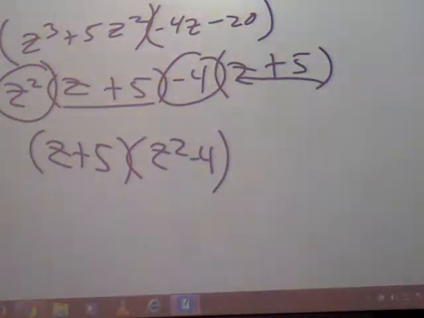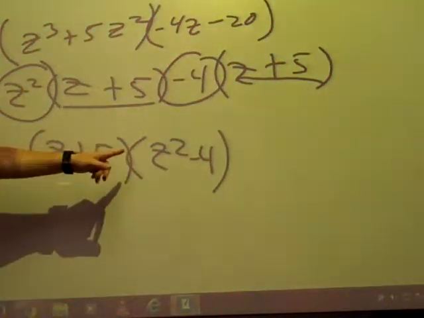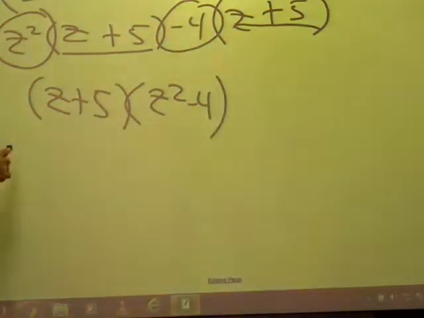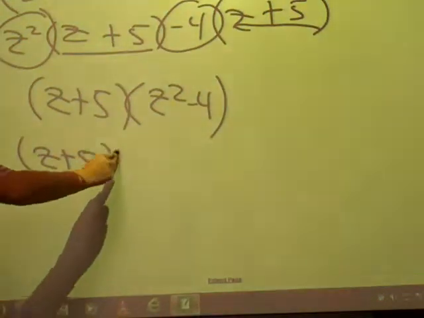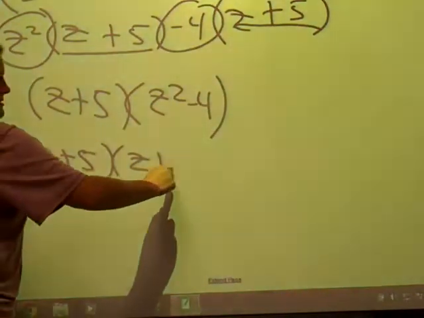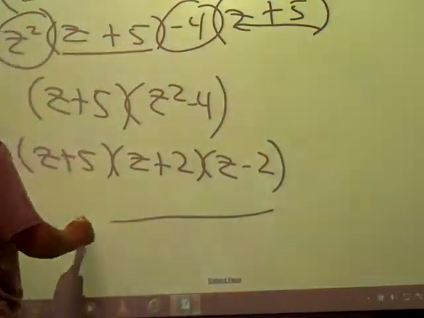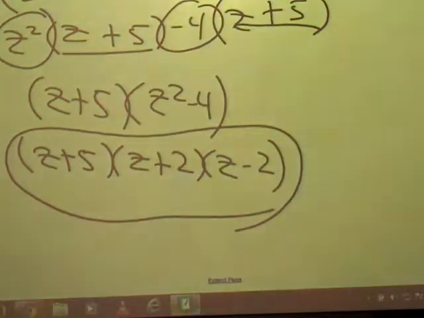Now, notice I'm not circling that yet. Z squared minus 4 can factor farther. We wrote down a special pattern earlier for z squared minus 4. What's it called? It's difference of squares, because this one's a perfect square, this one's a perfect square, and it's a minus sign. So I'm going to keep my z plus 5. Square root of z squared, square root of 4. One gets a plus, one gets a minus. That's it.